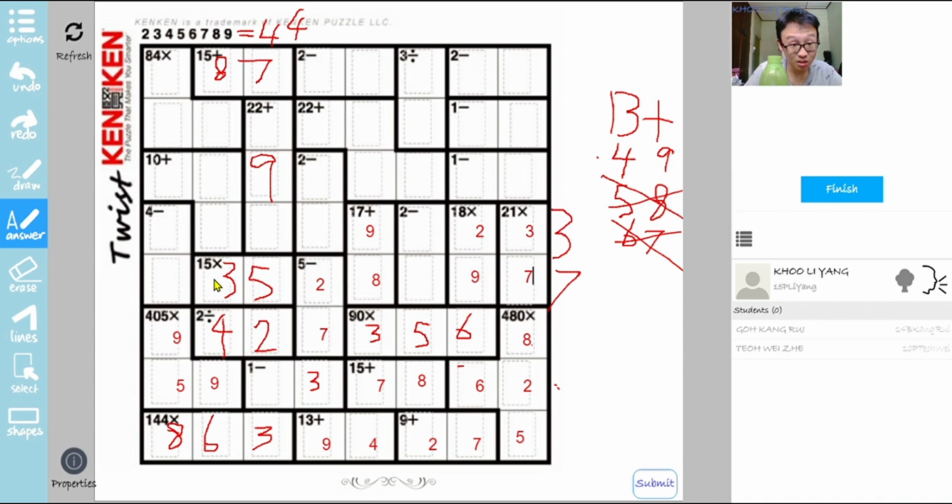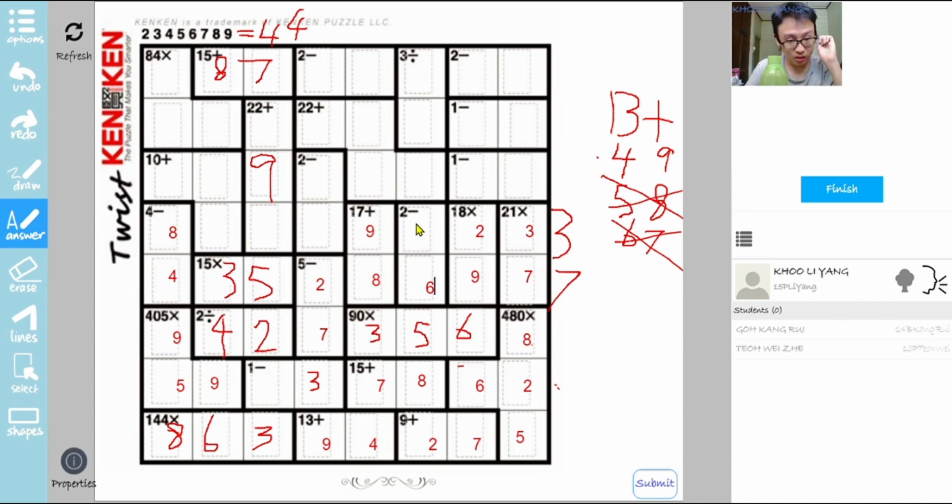Okay, so in this row, the numbers left are 4 and 6. There are only two possibilities, so let's say if we put 6 here, this must be a 2, but for sure 2 is already here, so this is wrong. So we put 4 here and 4 plus 4 here, okay, and 6 will be here.